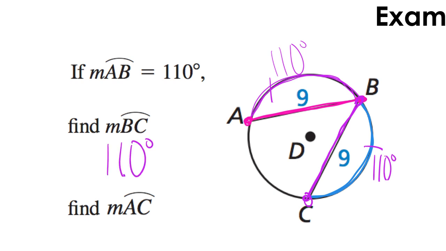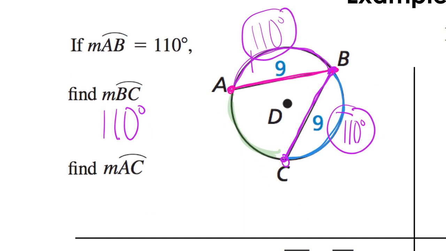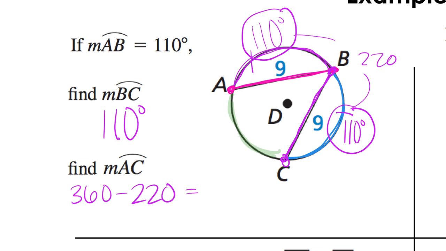Okay, and now they're asking us to find arc AC. So AC is kind of like the rest of the circle, right? So it's from here to here. And the easiest way to find that is just using what we know about circles. We know that the entire circle is 360 degrees. So we could just do 360, subtract those two arcs right there, right? 360 minus 220, because that's what you would get if you add these together, 220. And that would give you the leftover measure of that arc. So that would be 140 degrees.